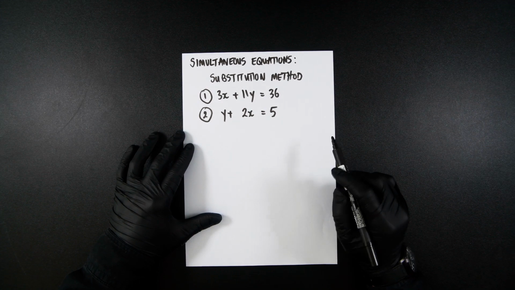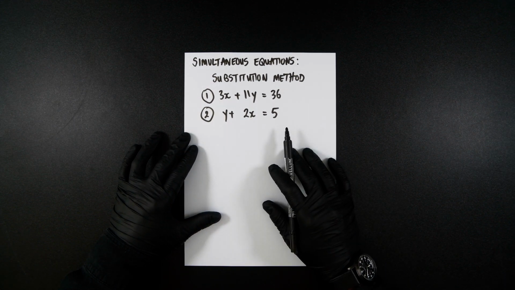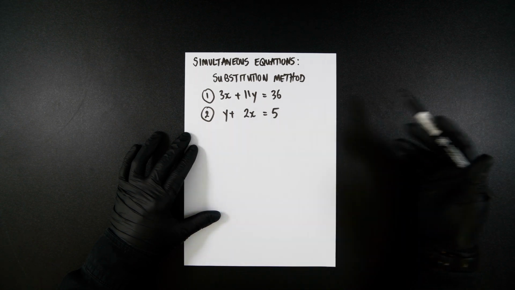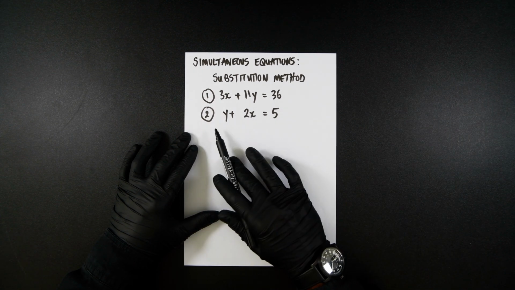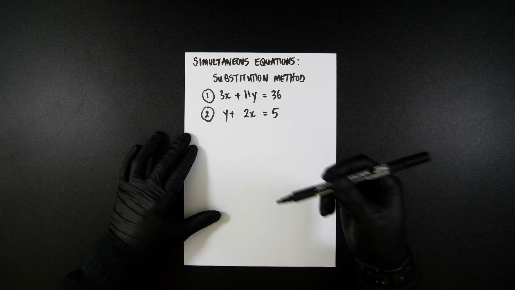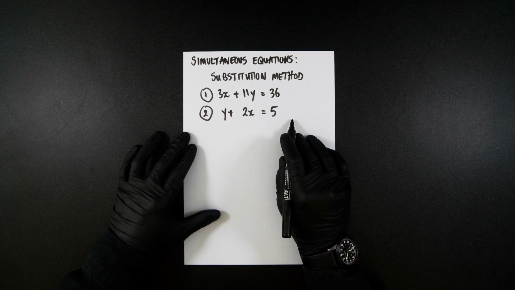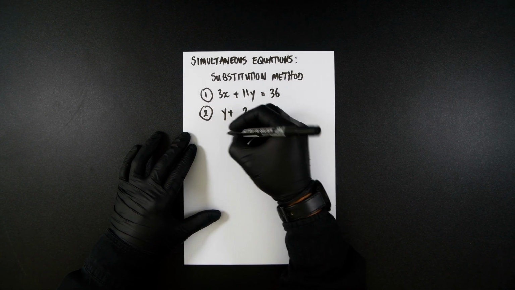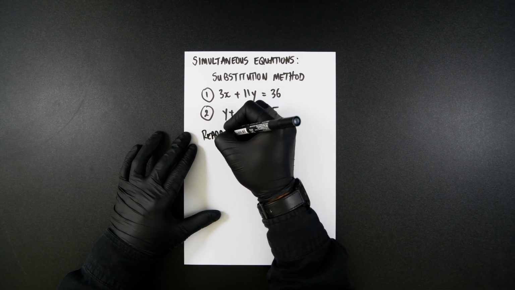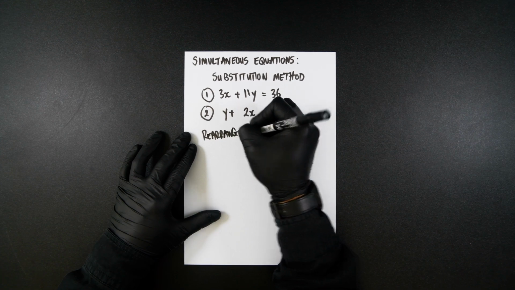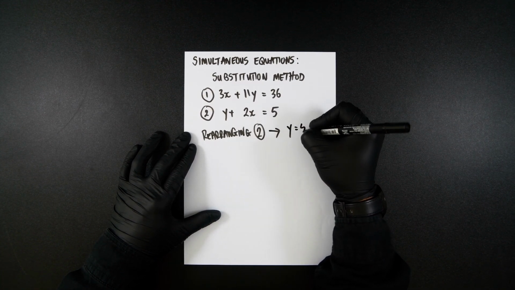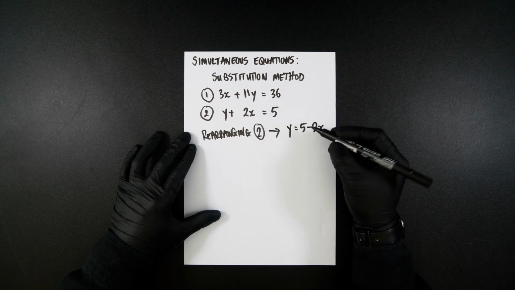For the substitution method, we want to rearrange one of the equations so that it looks like y equals something or x equals something. So in this example, equation 2 looks the easiest to rearrange. I'm going to rearrange it so that it's in terms of y. So we'll subtract 2x from both sides. So that means we would then get, rearranging equation 2, y equals 5 minus 2x.